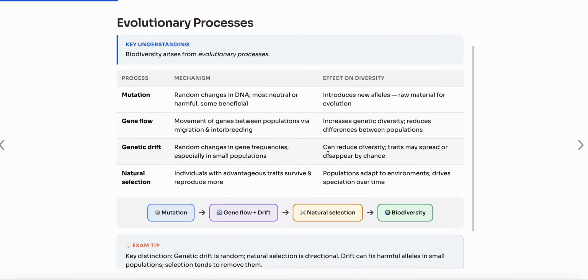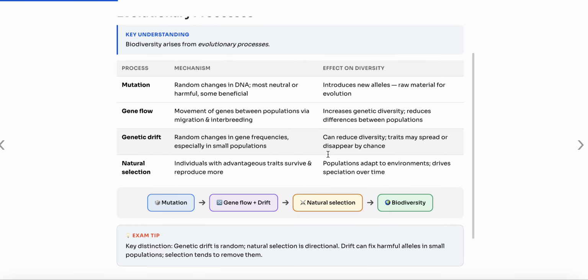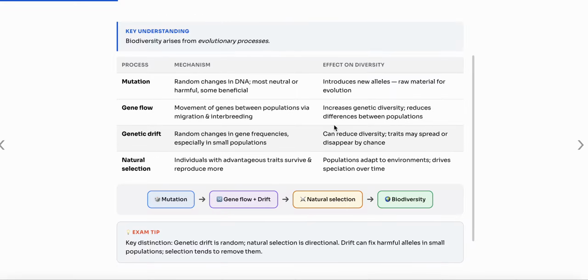Now, how does biodiversity arise? There are different processes. Earlier it was not like that. Thousands of years back, we did not have this many biodiverse areas. We had very few species or varieties of organisms. Then how does this arise? There are different processes which are responsible. We call them evolutionary processes. The first one is mutation.